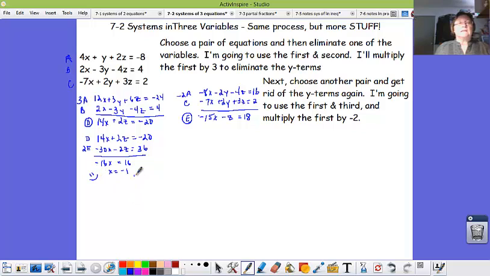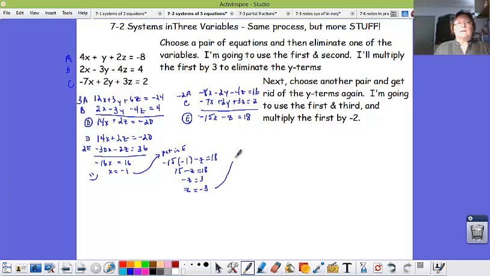That deserves, folks, a big smiley face, because now you're ready to start back substituting. That is, I'm going to take this value for x and I'm going to put it into either D or E. It doesn't matter which. Whichever one I choose, I'll be able to find a value for the other variable, which is z. I'm going to go with E. So negative 15 times x, and x is negative 1, minus z equals 18. That's 15 minus z equals 18. And negative z would be 3. That means if negative z is 3, then z is negative 3.